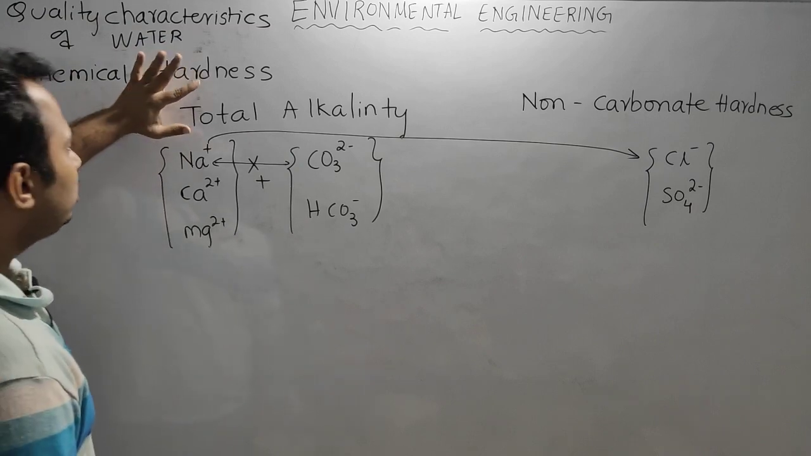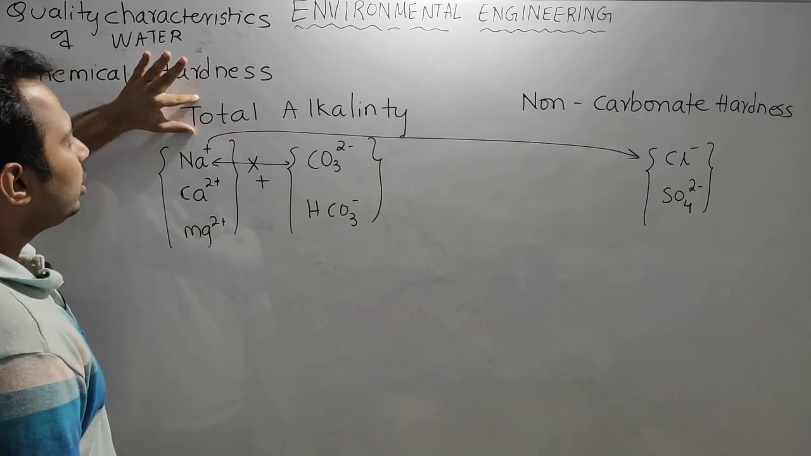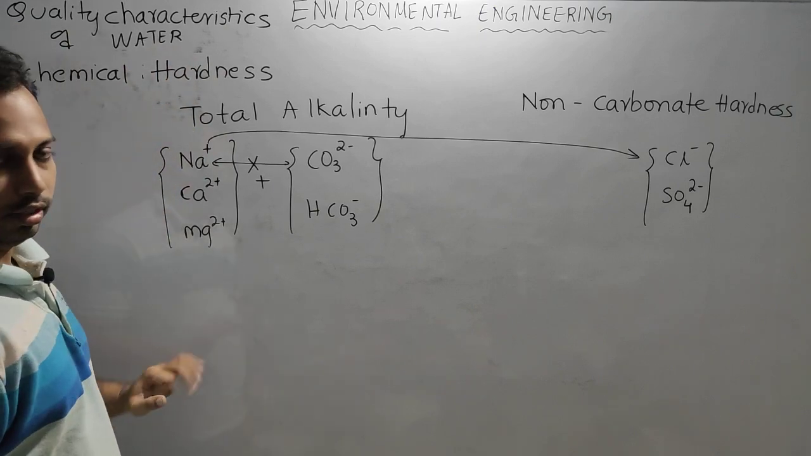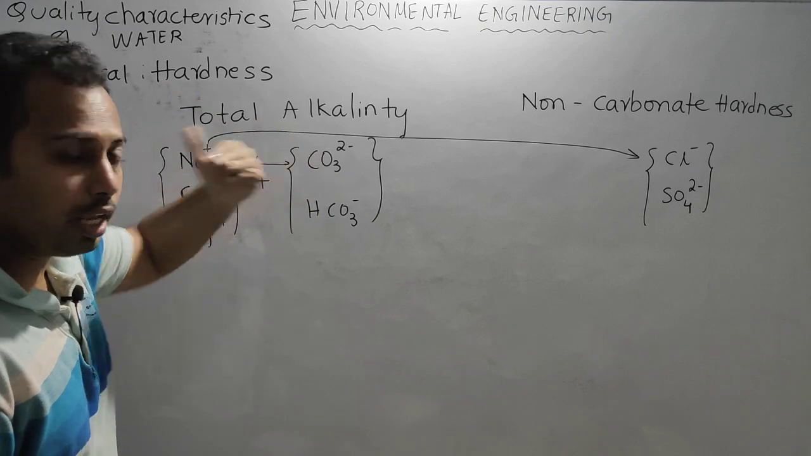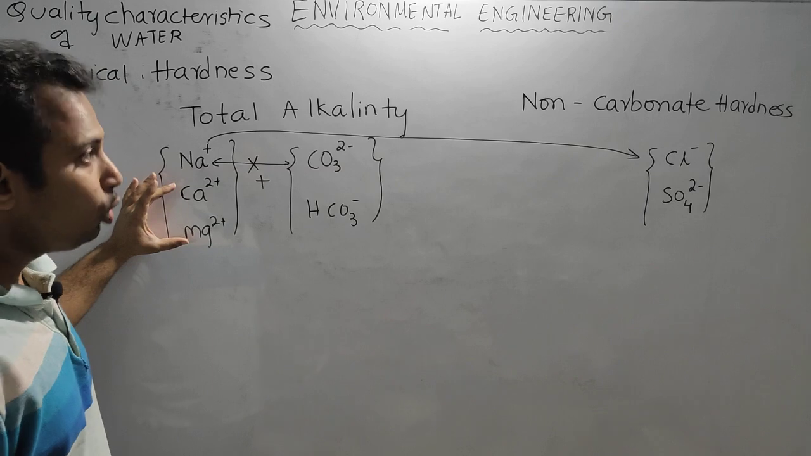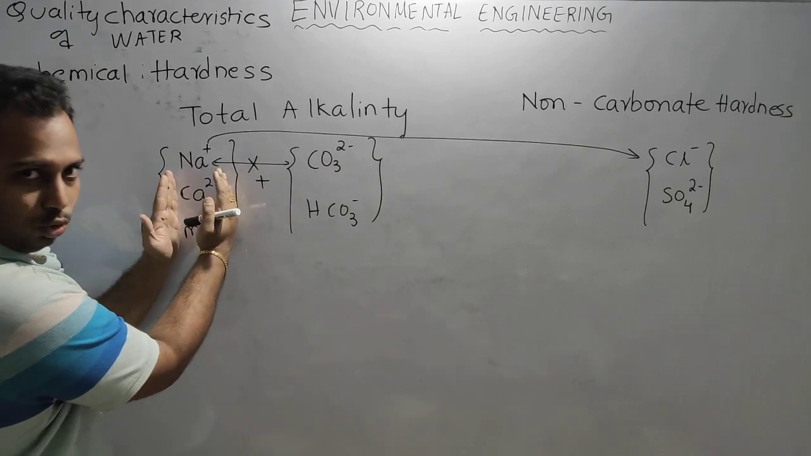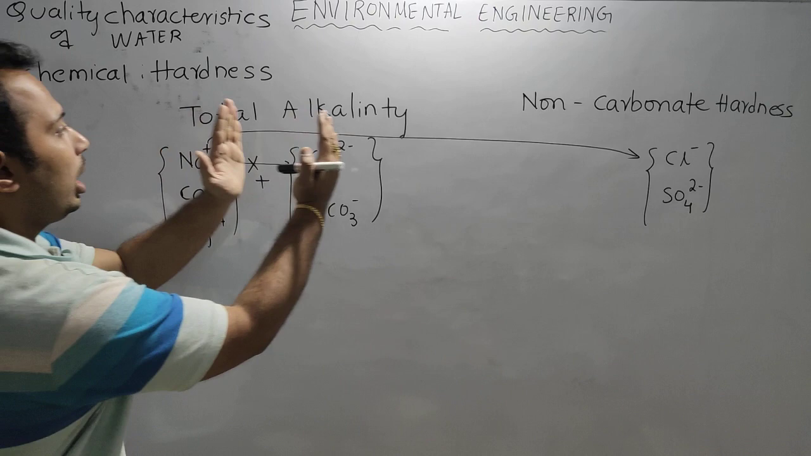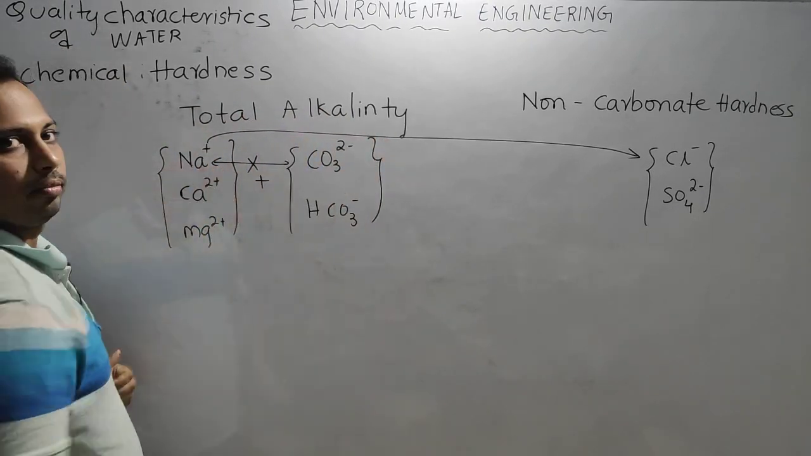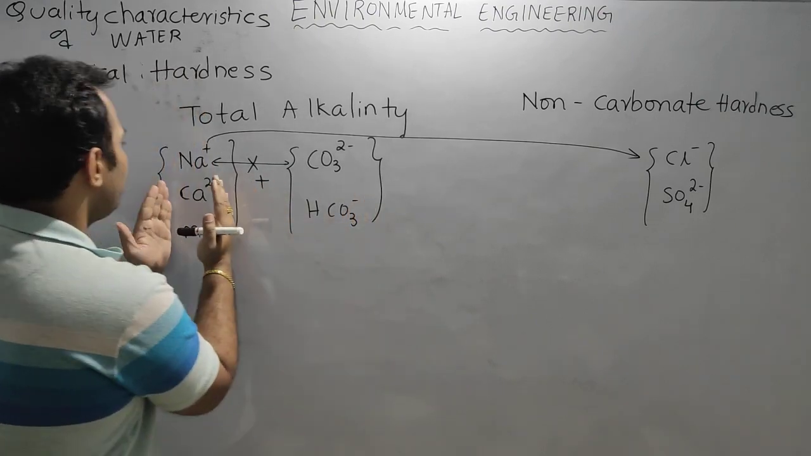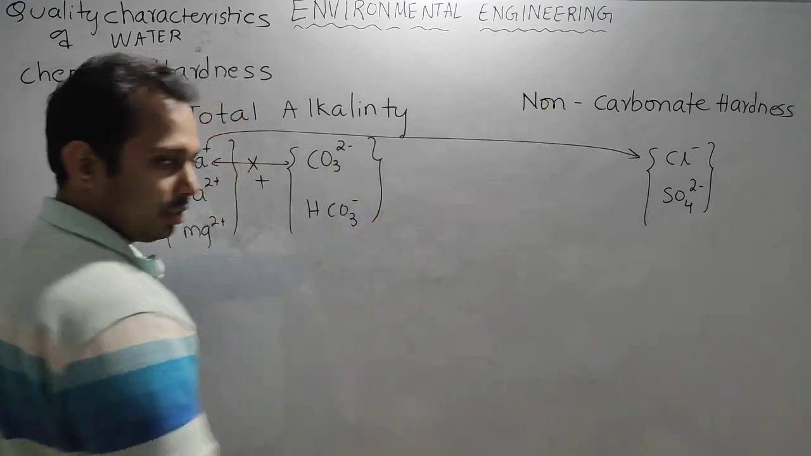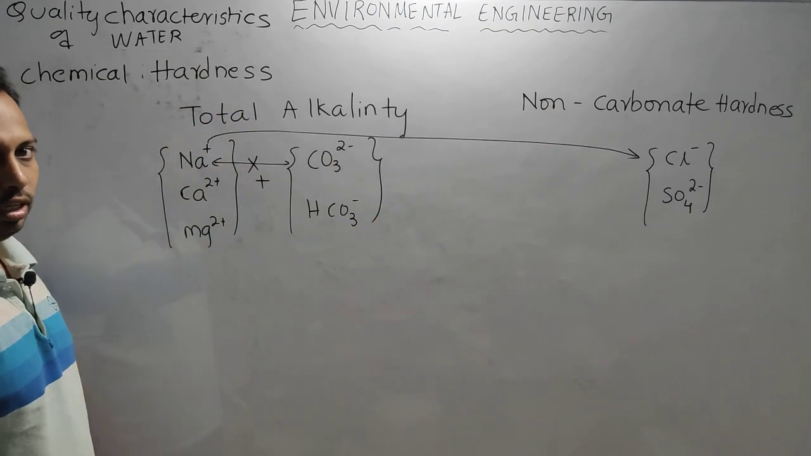In that case, this total alkalinity we are calculating from sodium, calcium, and magnesium bicarbonates. That means total alkalinity will be more than the concentration of Ca2+ and Mg2+. This is total hardness. I told you that total hardness we calculate from these two, and total alkalinity we calculate from here. So when the total alkalinity is more than total hardness, that means non-carbonate hardness is not present. That is why sodium is present here.